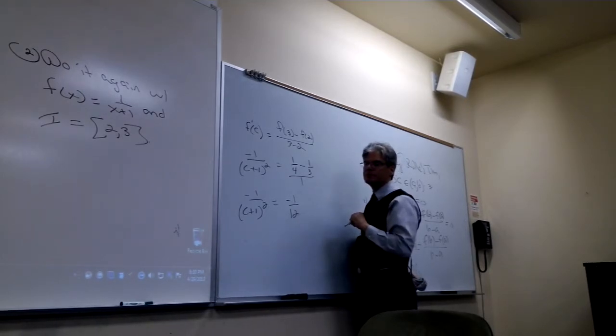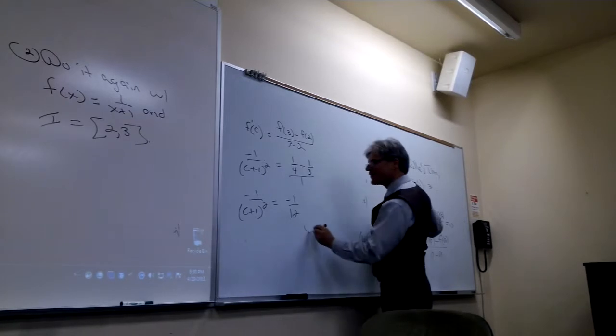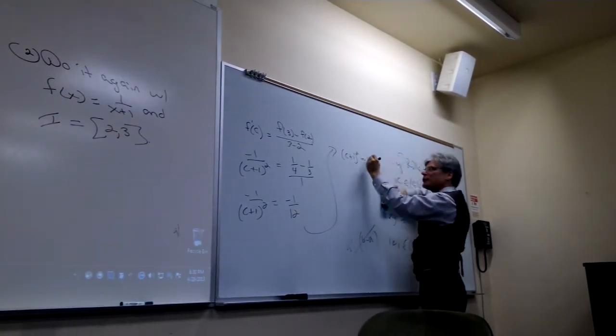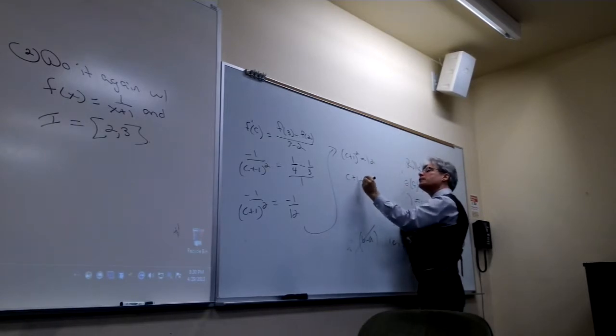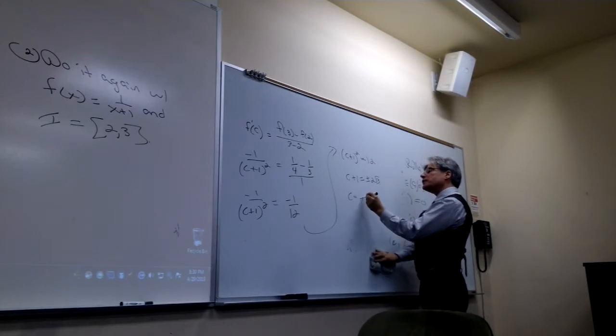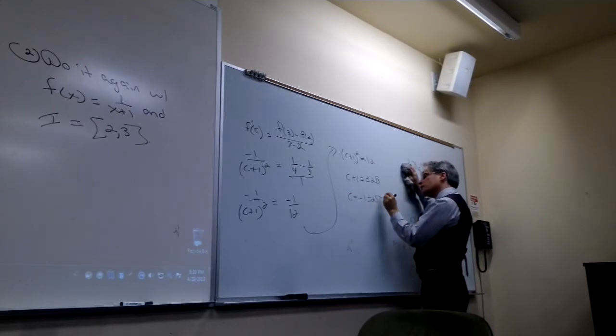I got you. Oh, it's okay, I'm there. Okay. But the reciprocating side, c plus 1 squared, is equal to 12. Or better yet, c plus 1 is equal to plus or minus 2 root 3. Or best yet, c is equal to negative 1 plus or minus 2 root 3.